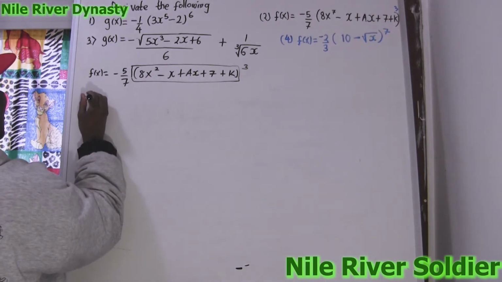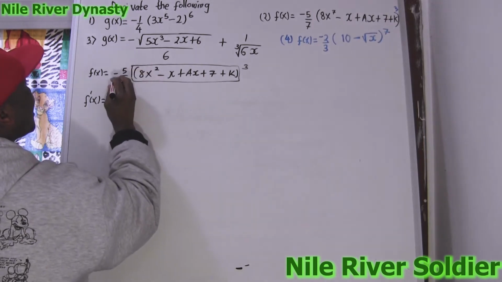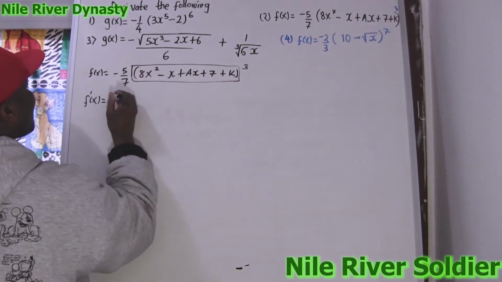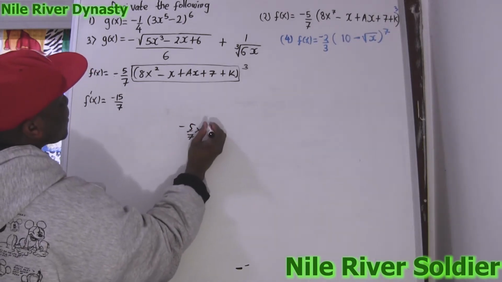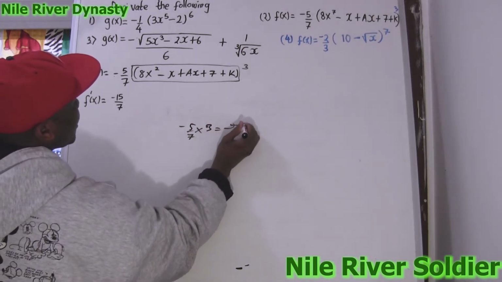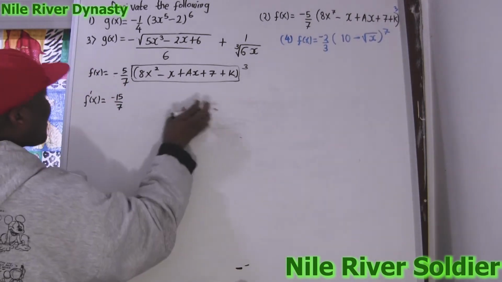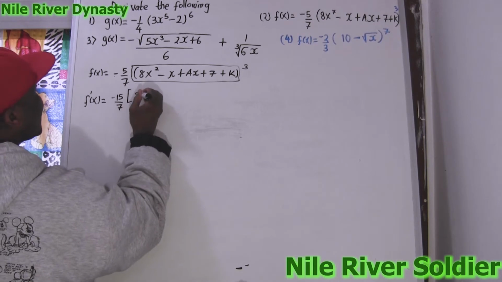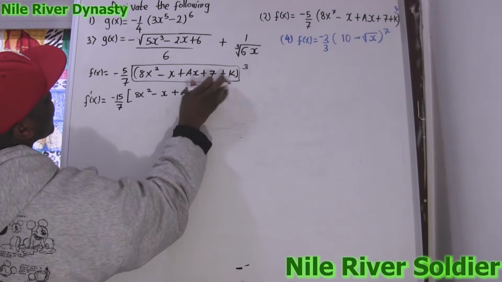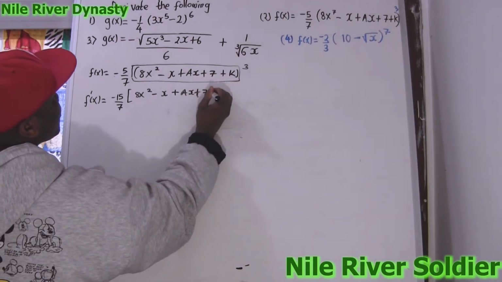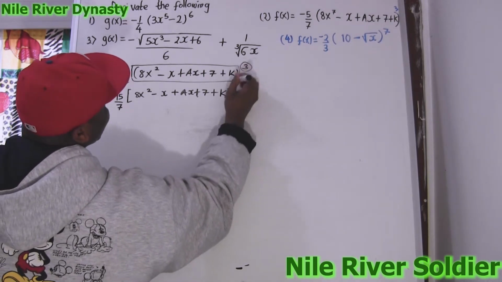So we're going to say f prime equal to 3 times that. It's going to be -5 times 3, -15, so -15 over 7. Or you can put it in the calculator, -5 times 3 gives you -15 over 7. Now drop everything how it is in the bracket: 8x squared minus x plus ax and then plus 7 plus k. Then take this power and subtract 1. 3 minus 1 equal to 2.